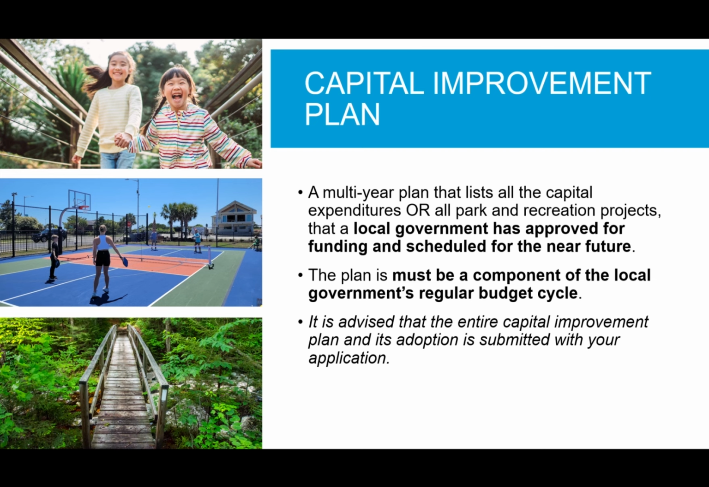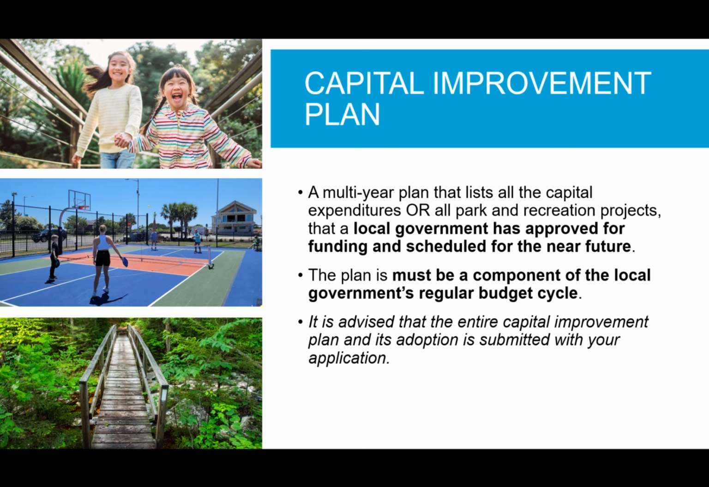The capital improvement plan is a multi-year plan that lists all the capital expenditures or all park and recreation projects that a local government has approved for funding and scheduled for the near future. So this isn't a document that just says, hey, we're doing a resolution. If this grant is awarded, we will do this, this, and this. That is when you approve to submit the application.